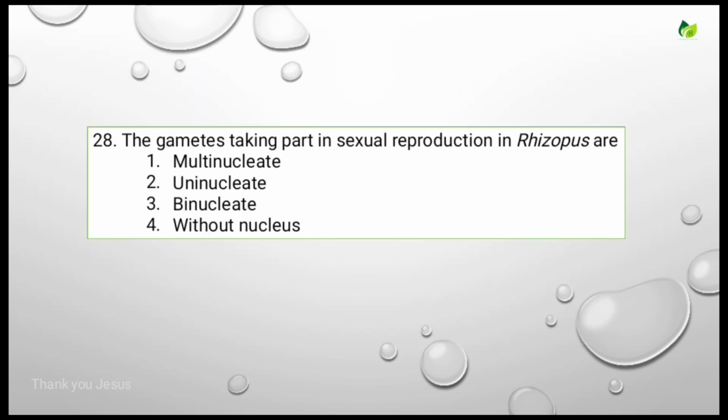Next question. The gametes taking part in sexual reproduction in rhizopus are, options are multinucleate, uninucleate, binucleate, without nucleus. Okay, so the gametes of rhizopus are nothing but gametangia, which are fused in sexual reproduction of rhizopus. So actually they are multinucleate. Let's see the next question.